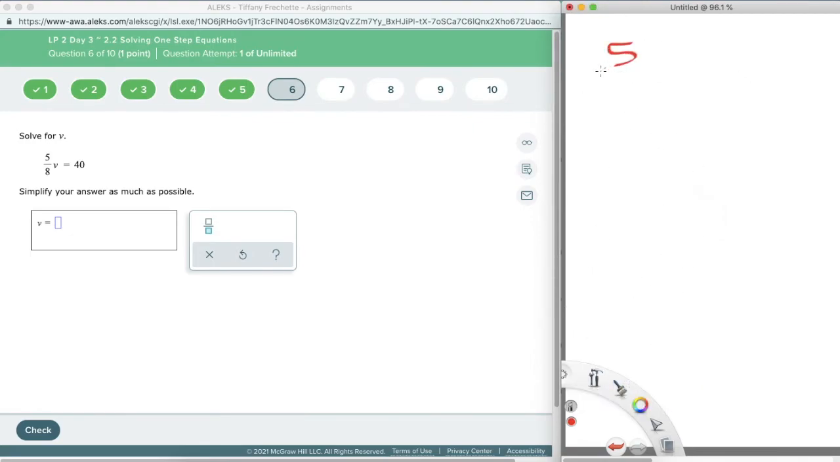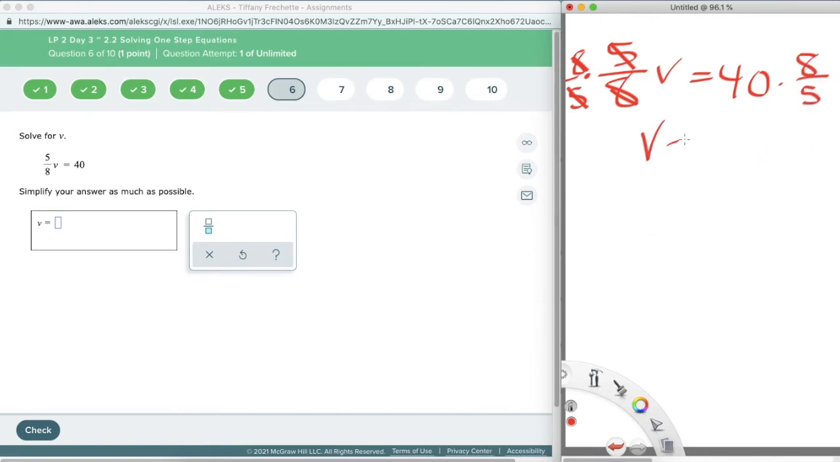Okay, so when we're multiplying by a fraction, remember, a fraction means multiplication on the top and division on the bottom. So we're doing both multiplication and division. So I want to undo both at the same time. So what I want to do is I want to multiply both sides by the reciprocal. And what that means is I'm going to flip this fraction over like this. Because 8 divided by 8 is 1. And 5 divided by 5 is also 1. So that leaves v all by itself. So we need to make sure we do the same thing on this side.